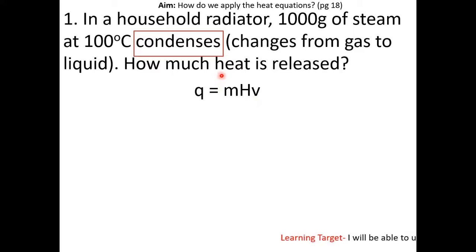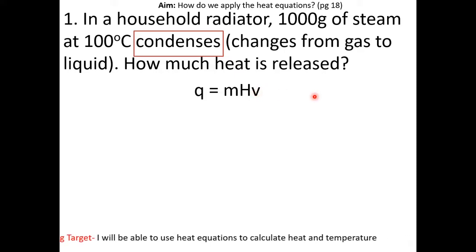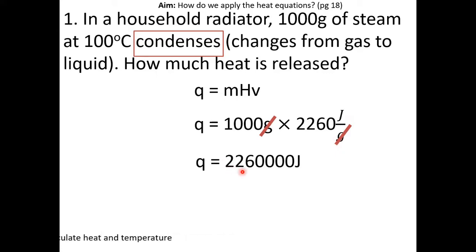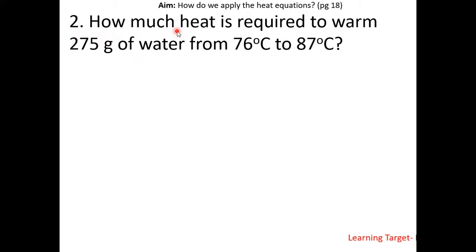The question is asking for heat. The symbol of heat is Q. M is mass, which is 1,000 grams. HV is the heat of vaporization. The heat of vaporization of water can be found on table B on your reference table. If we plug it into the equation, we get 1,000 grams times 2,260 joules per gram, and we get heat as 2,260,000 joules.